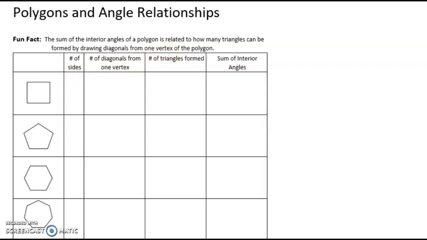Okay, so first thing, number of sides. If we look here, we have 1, 2, 3, 4. So we have 4 sides. Now, it says number of diagonals from one vertex. So if we go here, I could go straight across. And if I look, I have 2 triangles. So number of triangles formed was 2. Number of diagonals from one vertex, I just had the 1. Okay, and this is called a quadrilateral.